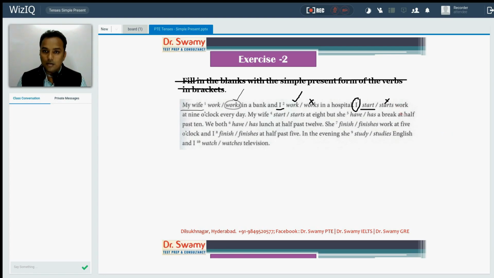The answer is start, the subject is I. Now here, my wife is she. If you turn this into the pronoun she, you have to add es to the verb. So the answer is starts, and this is the wrong answer.